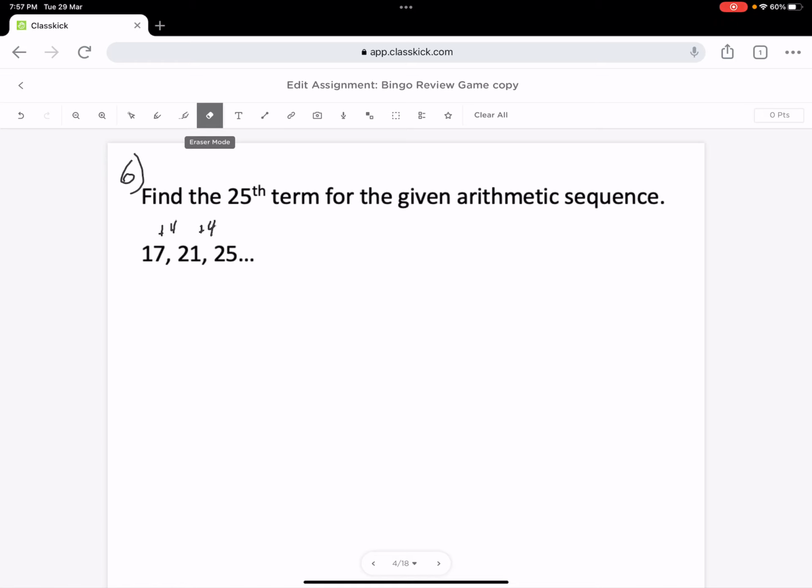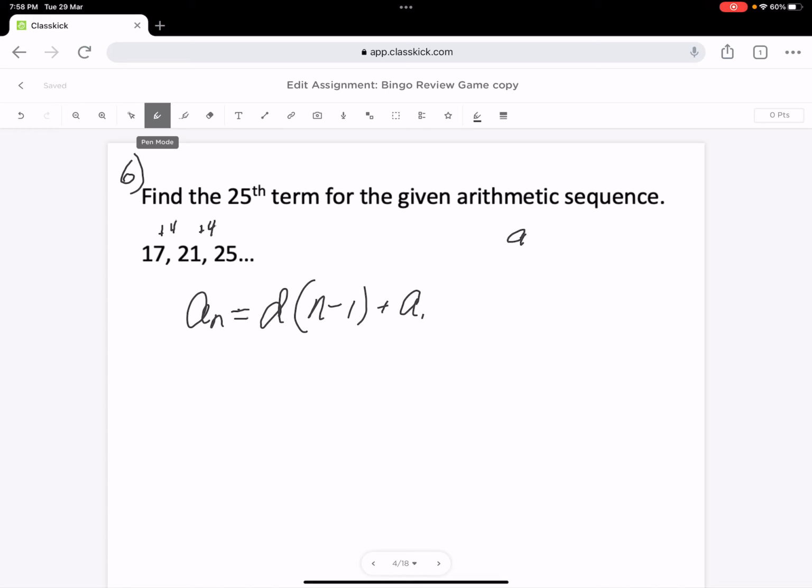Because if I told you to find the 1,238th term, you're not going to count that out, and it's going to make it really difficult or just really long and arduous for you to do. So we need to be able to solve this in a quicker and more precise manner. So we actually need to come up with our formula or rule first. So a sub n is equal to d times n minus 1 plus a sub 1. And remember, a sub 1 is our starting point, our starting number.